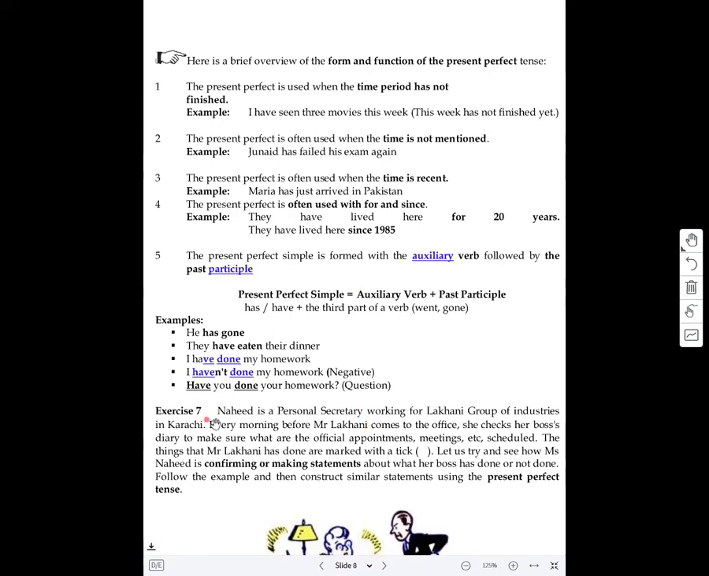Now, here is a brief overview of the form and function of present perfect tense. The present perfect tense is used when the time periods have not finished. Like I've shared with you, I have seen 3 movies this week, right? Then present perfect simple is auxiliary verb plus past participle. So we have talked about it. They have eaten, he has gone, I have not eaten, I have not done, etc.